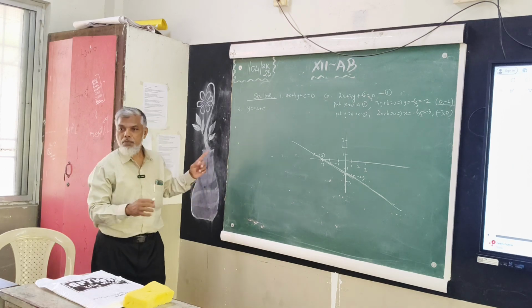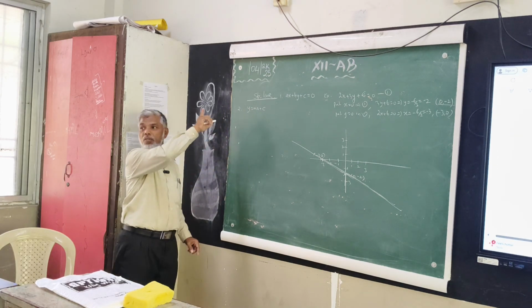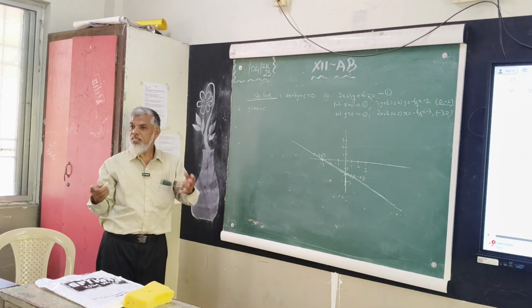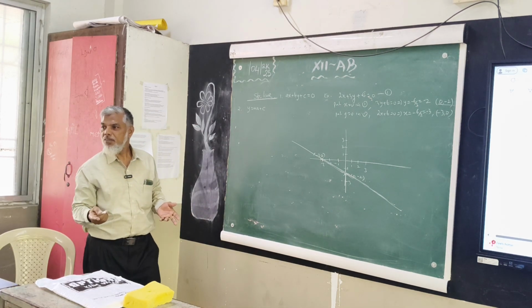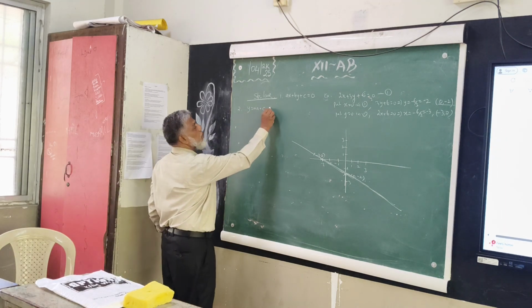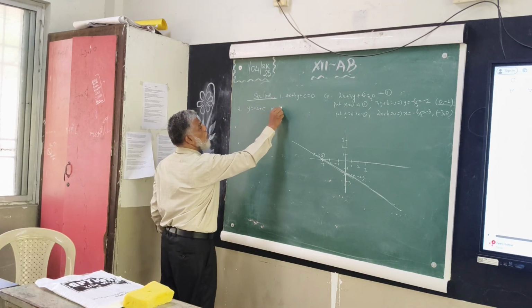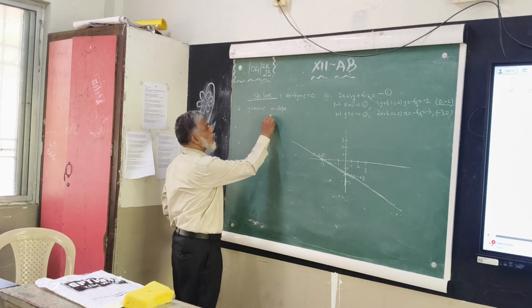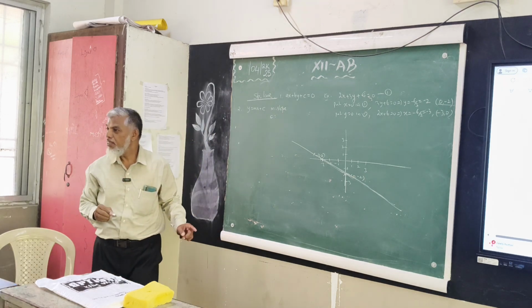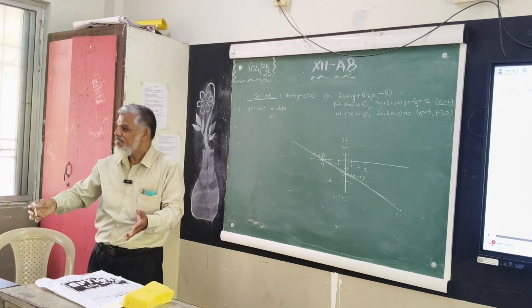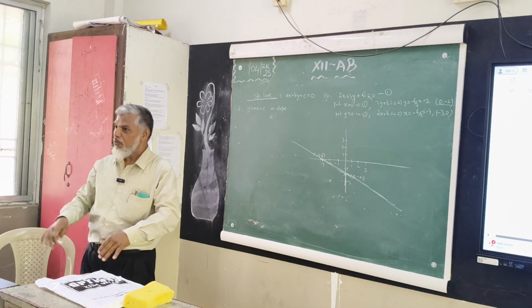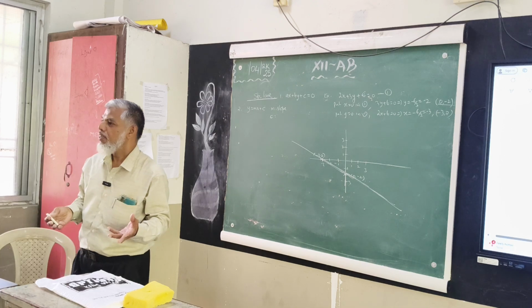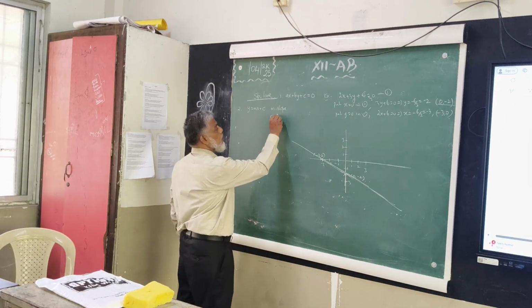What is m? What constant? M is a slope. What is c? What constant? Constant is correct, but make it clear. What is c? Y-intercept.